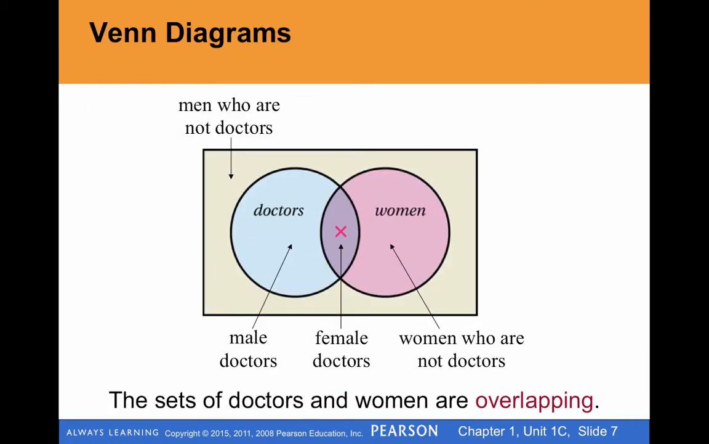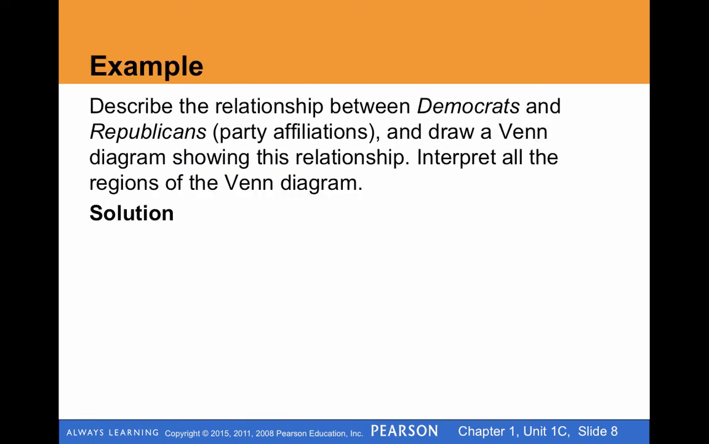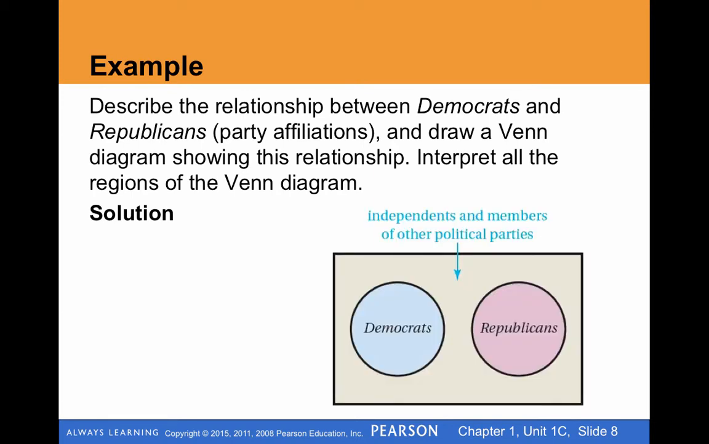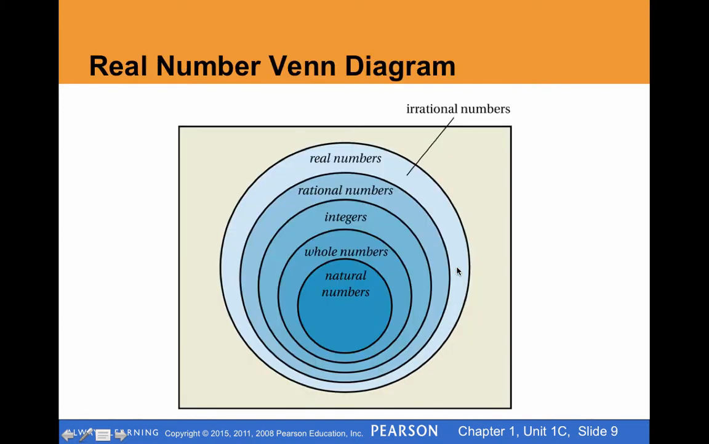Alright, so understanding how to define these four regions is really important when you do Venn diagrams or answer questions about Venn diagrams. Describe the relationship between Democrats and Republicans. Here's another one. Democrats and Republicans are disjoint. You're either with one party or another. Other political party members would be on the outside.